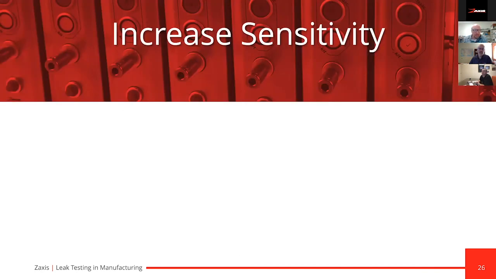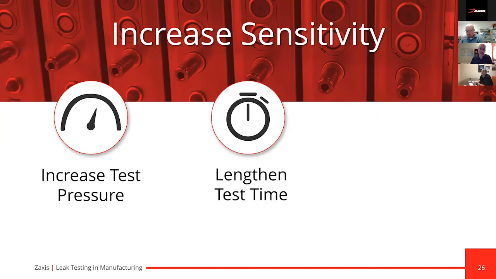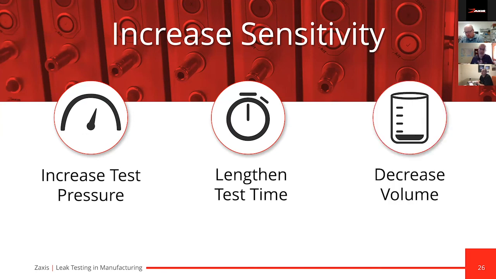So this slide kind of follows up on that question. So how do you increase the sensitivity? One way to do that is to increase the test pressure. If you put more pressure to it, you're going to find the leaks faster. That is one way to go at it. Another is to lengthen the test time. If you have time in your process to allow for a longer test time, then do it, and you'll get better repeatability, better sensitivity. And the last one is to decrease the volume, if at all possible.